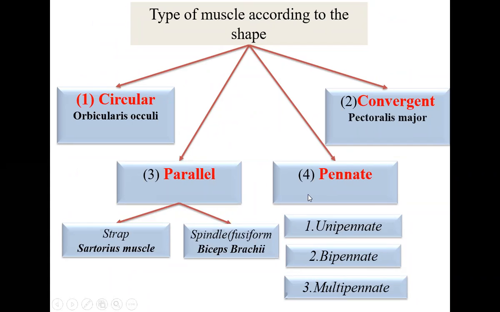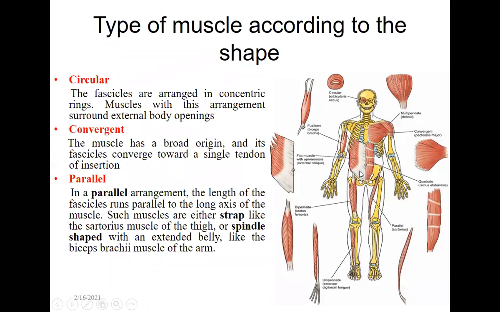Then the fourth type is called pinnate muscle. One is called unipinnate, bipinnate, and multipinnate. Pinnate means small areas. Uni means one, single. Bi means two. Multi means many. Now we will study the examples for the unipinnate, bipinnate, and multipinnate later. Before that, we'll go into some more details about these three types: circular, convergent, as well as the parallel muscle fibers. So the types of muscles according to the shape.